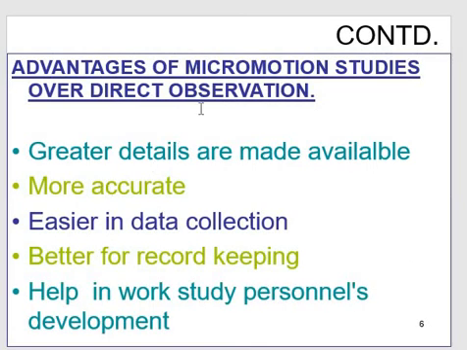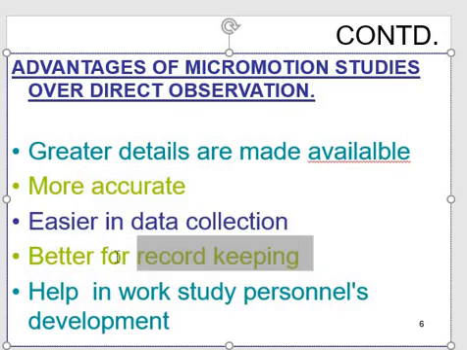So what are the advantages of micromotion studies over direct observation? Okay, so micromotion studies can be done by direct observation. Greater details are made available because you will acquire more details by using micromotion studies, and more accurate, of course, easier in data collection, because you will just film. Better for record keeping, because you can always save what you have filmed. Helps in work study personnel's development.